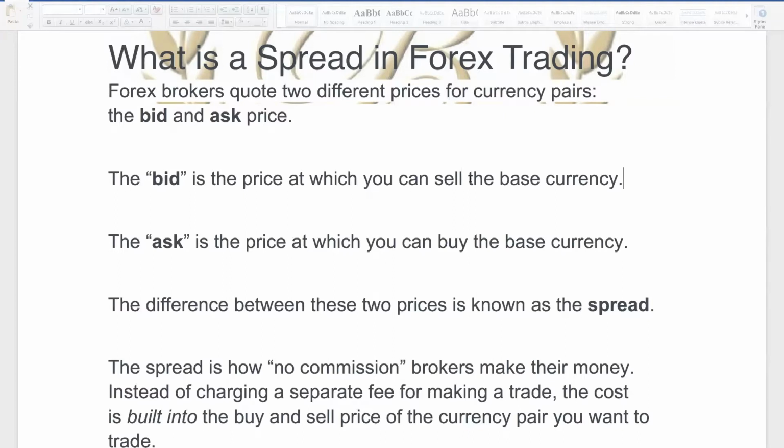Example, GBP JPY. GBP will be your base currency, JPY will be your quote currency. The ask is the price at which you can buy the base currency. The difference between these two prices is known as the spread. So the gap between bid and ask is what we call the spread.